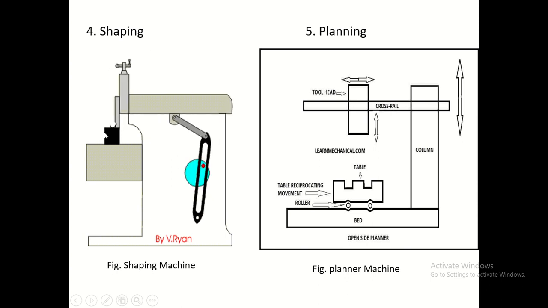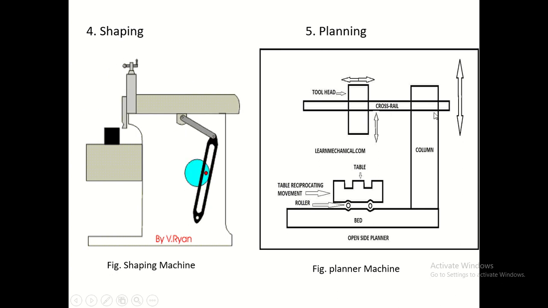In the shaper machine, the workpiece is kept stationary and the tool moves along the surface of the workpiece. Shaping operation is basically used for small workpieces.